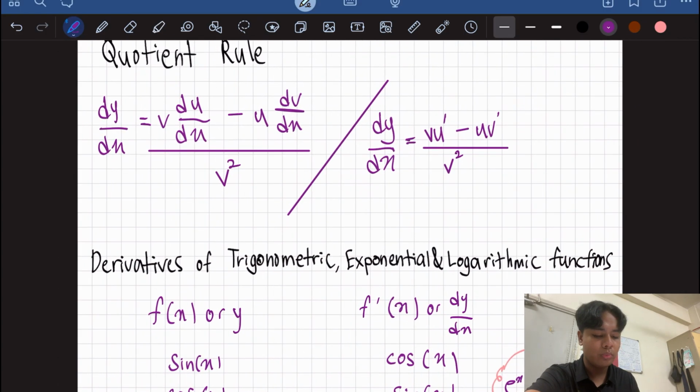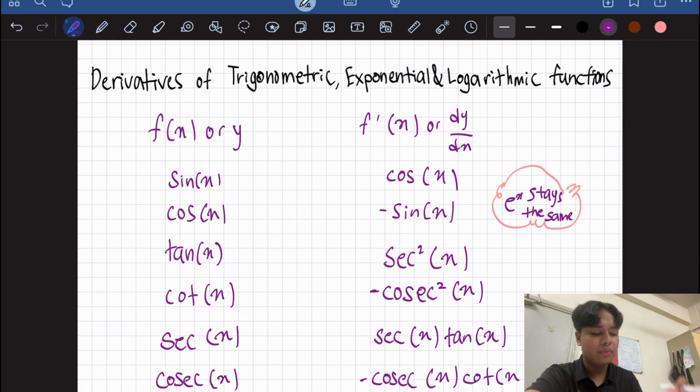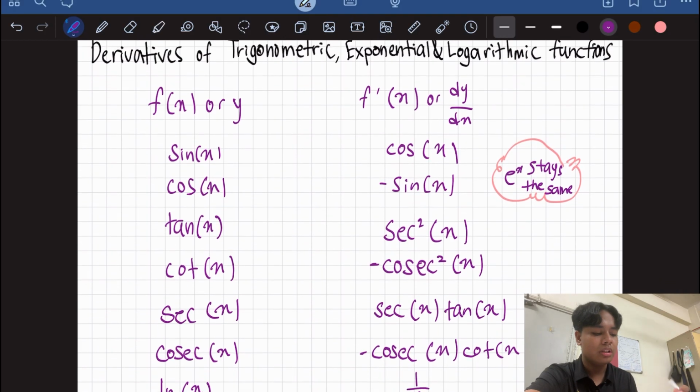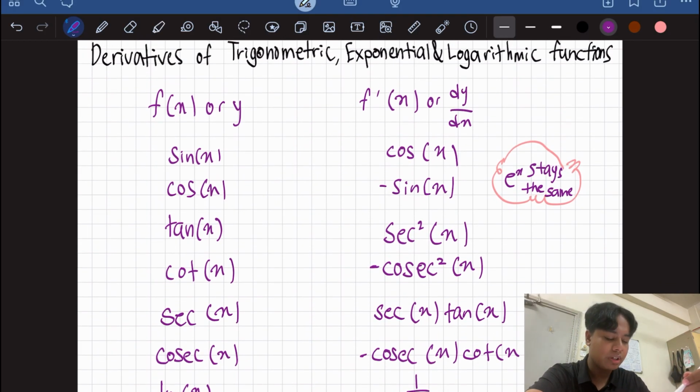And for the last one, we have derivative of trigonometry, exponential, and logarithmic functions. As you can see here, there's a lot of formulas here, so you will need to memorize them before solving your problem or taking your examination. And for the notes, only one of the formulas, that is e to the power of x, stays the same even after it is differentiated. So that's all for question 1. Off we go to question 2.